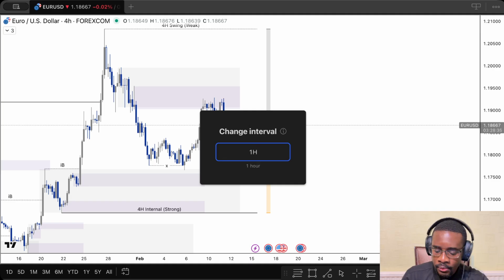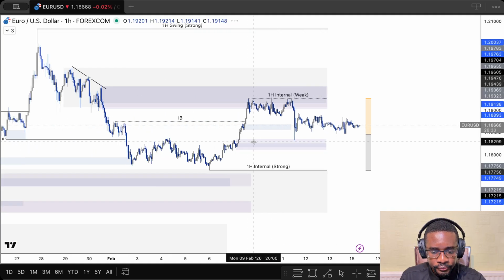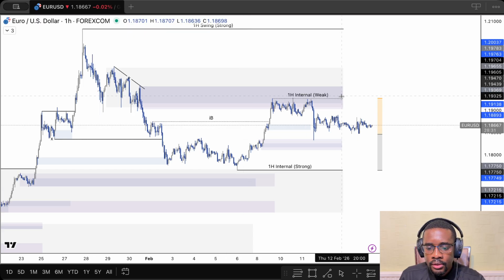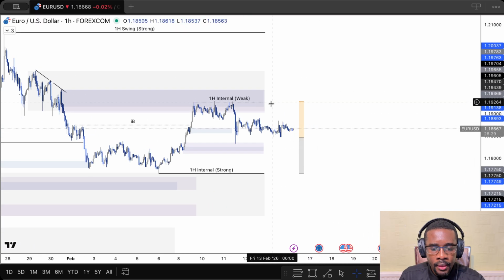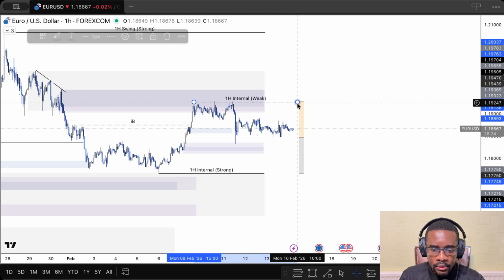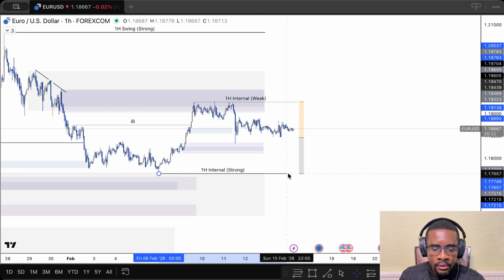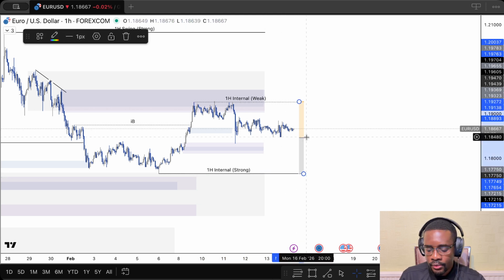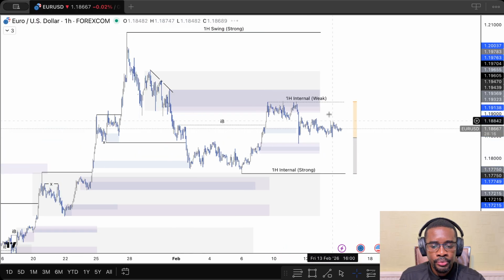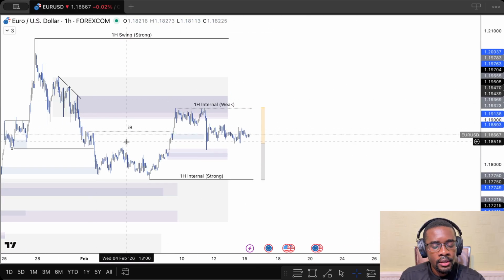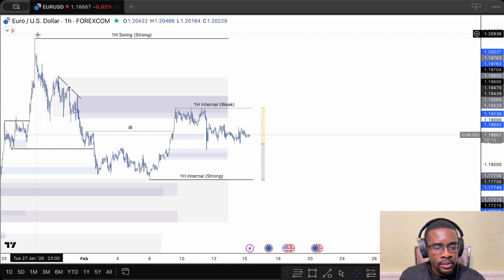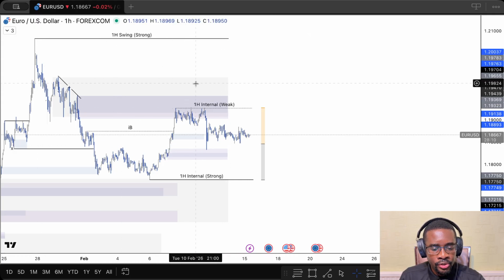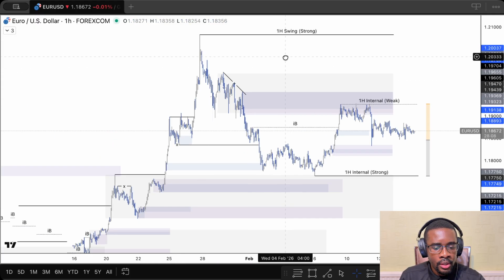And then let's look at the 1-hour. Looking at the 1-hour, this is our internal 1-hour range, which is bullish. We've just had a bullish break of structure internally. And then this, of course, our swing is bearish.